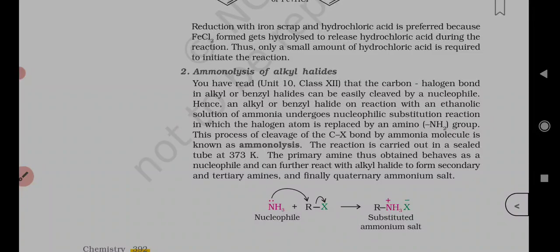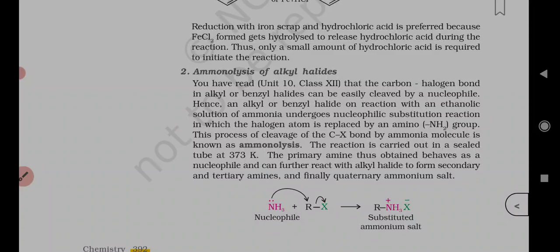The primary amine thus obtained behaves as a nucleophile and can further react with alkyl halide to form secondary and tertiary amines, and finally quaternary ammonium salts. So the carbon halogen bond in alkyl or benzyl halide can be easily cleaved by a nucleophile.